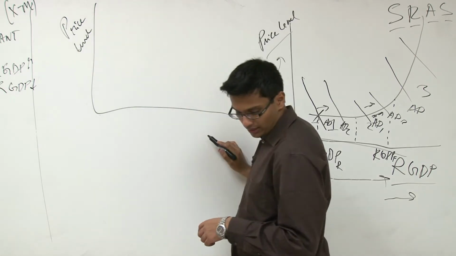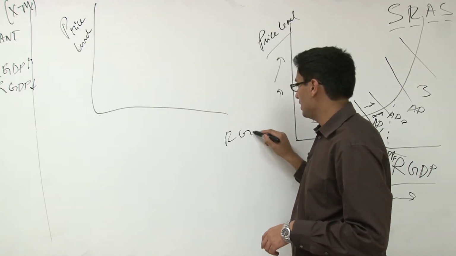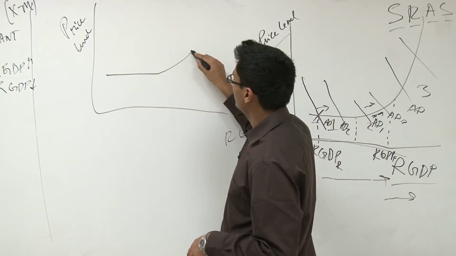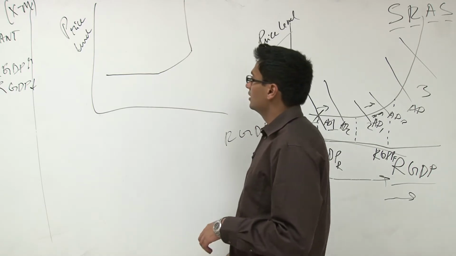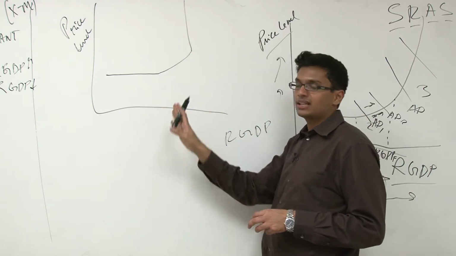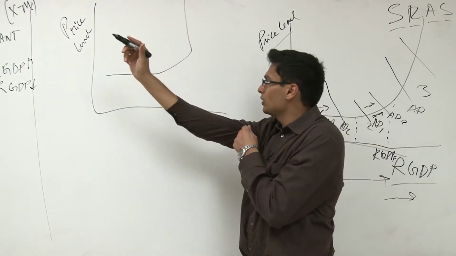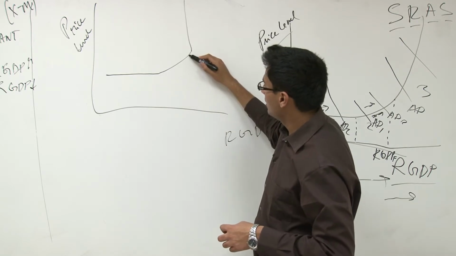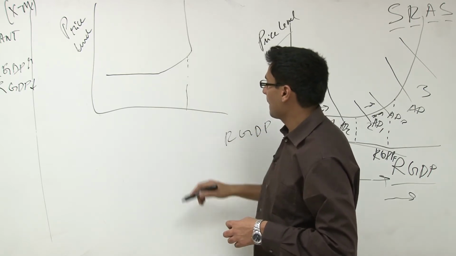Price level, right? There is RGDP. Okay, this is my SRAS. I have a horizontal area that's growing, and then an area that's kind of taking off exponentially. That's kind of a smooth curve. I made it more distinct here. But actually, we talked about the point where full employment exists is somewhere right about here, let's say, okay?